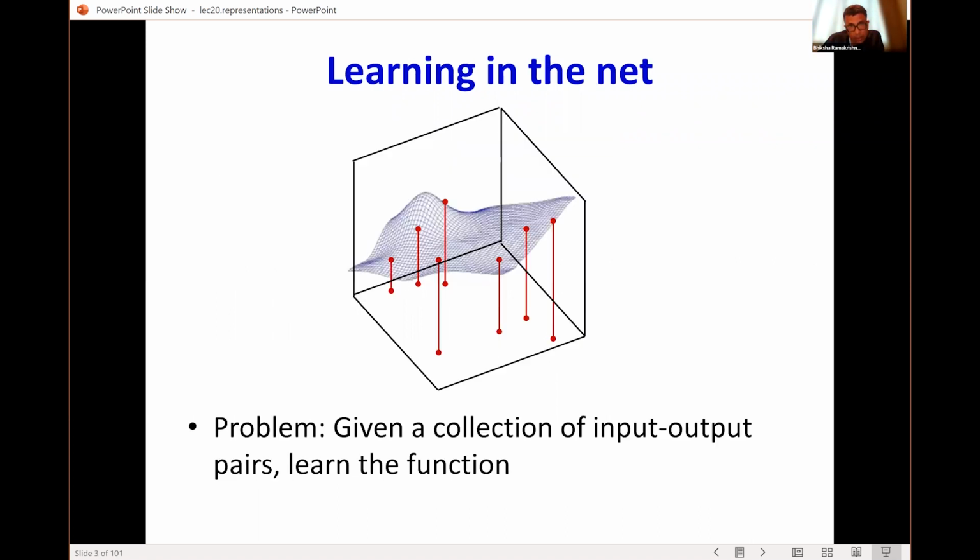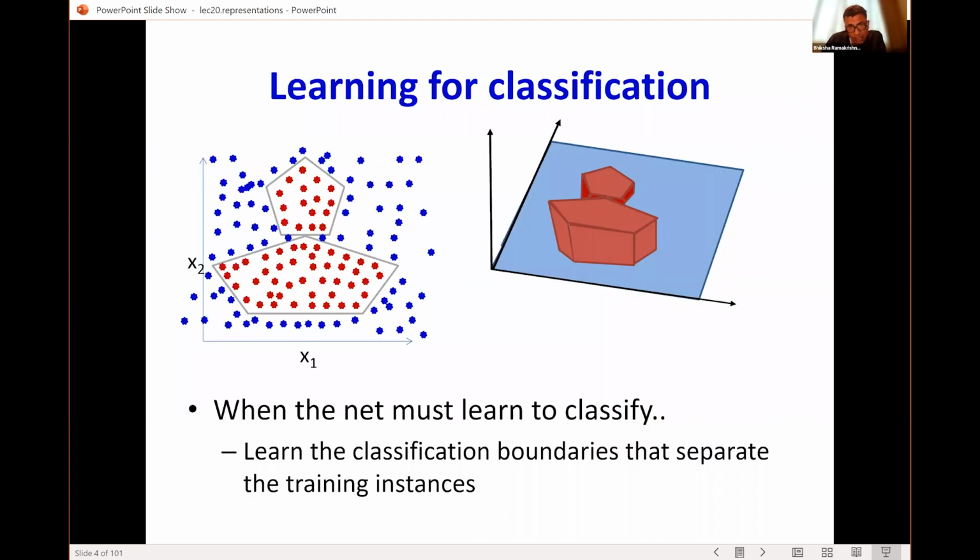Yeah. So here's the learning problem for neural networks. You're given a collection of input-output pairs. The inputs X and the corresponding desired target output. And we have to learn the network parameters so that it captures this desired function. So when you're trying to learn a network to perform classification, then the network must learn the classification boundaries that separate the training instances from the two classes.